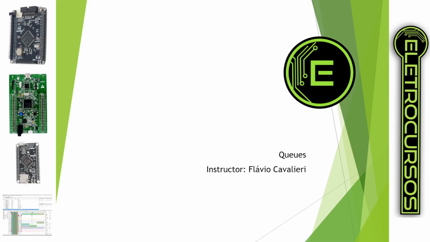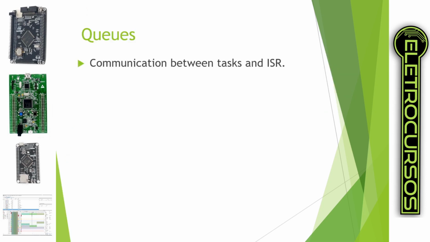Hi, I'm Flavio Cavalieri. In this video, we're gonna talk about queues. Queues are a very important and useful mechanism in real-time operating systems. With a finite number of fixed-size data items, they offer communication between tasks and interrupt service routines. The communication direction can be from task to task, task to ISR, and ISR to task.